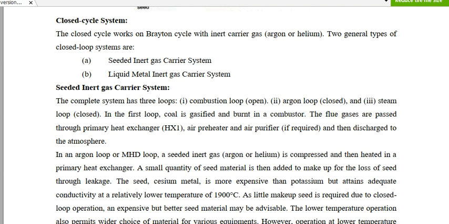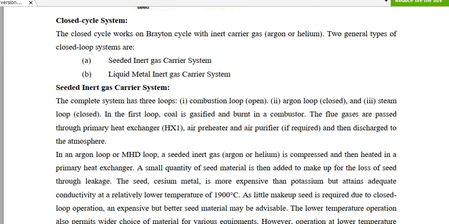So, in the previous video, which was named MHD Power Conversion Part 1, we learned about the definition of MHD power conversion, MHD power generator, and the types of MHD power generators, which are of two types: open cycle system and closed cycle system. We already discussed the open cycle system in that video. So let's move to the closed cycle system in this video.